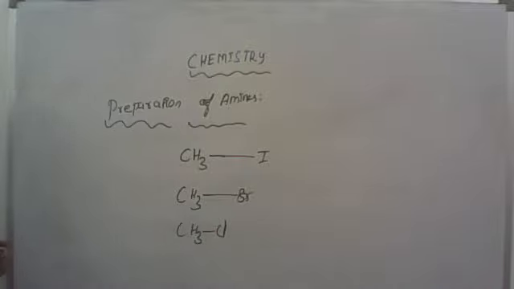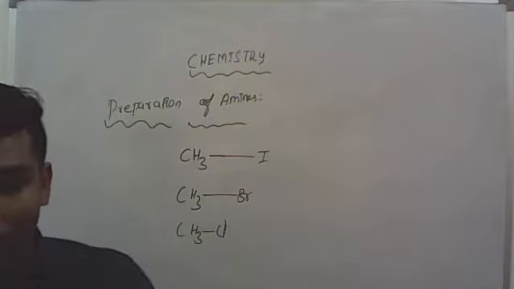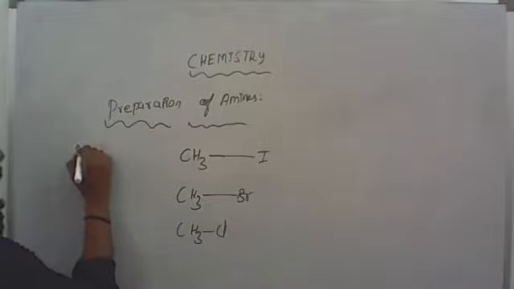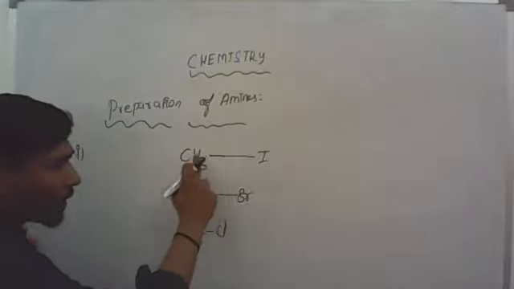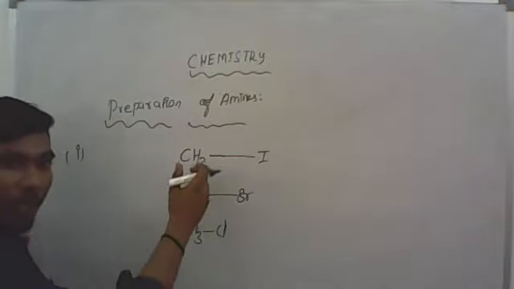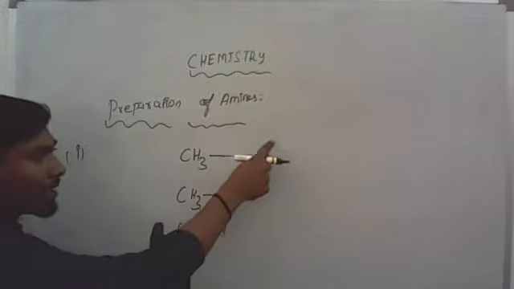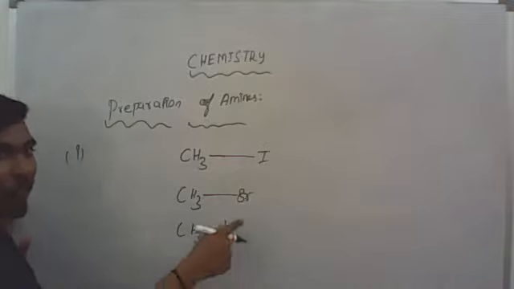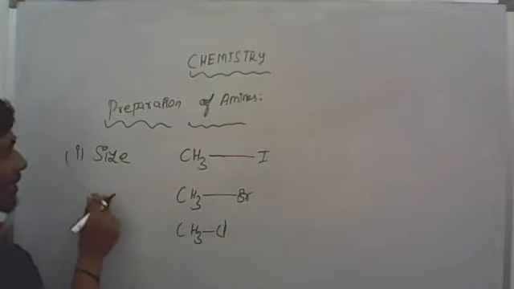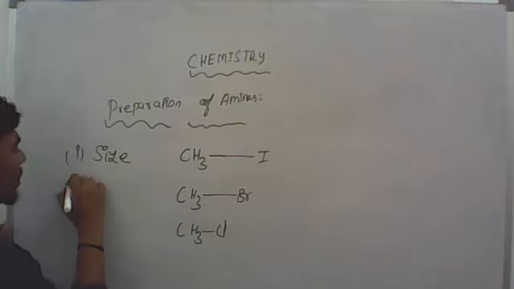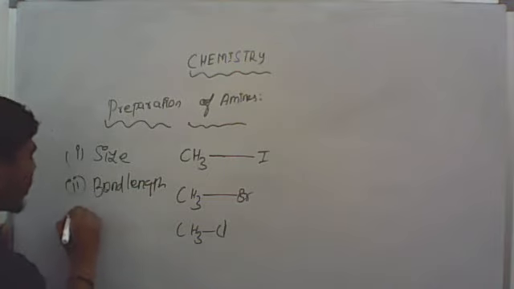See here, the reactivity order depends on three factors. The first factor is the size of the halides. Why? Because in all the three compounds, the alkyl species are the same, see here, it's a methyl. The alkyl species are same, but the halides are different. So first it's the size of the halides, and the second one is the bond length. Third factor, bond dissociation energy.